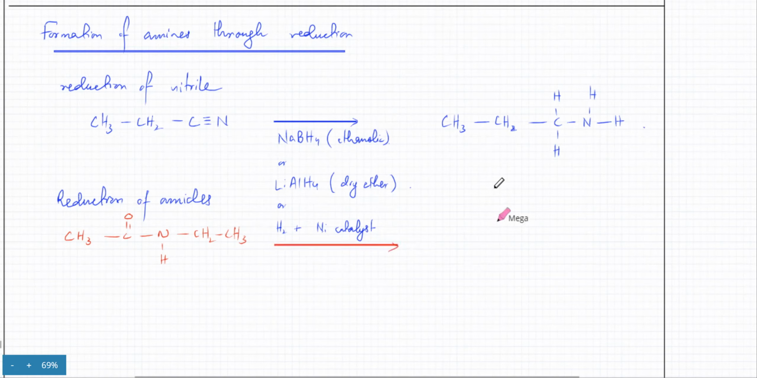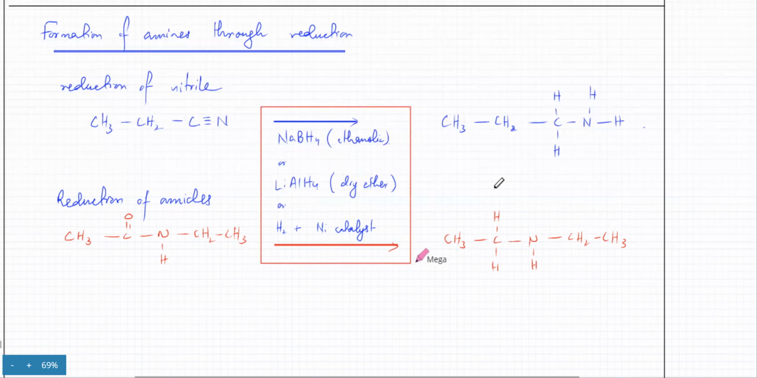And the oxygen will get removed. I mean, the CH3 C double bond O, instead of the O, there would be H now. And with N, they were already H's, so it's going to be CH2, CH3. Now it's an amine because the C double bond O group has gone. The conditions are exactly the same. So use the exact same conditions for both reactions.